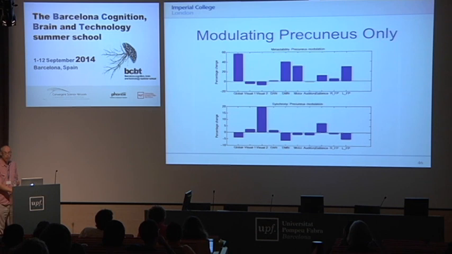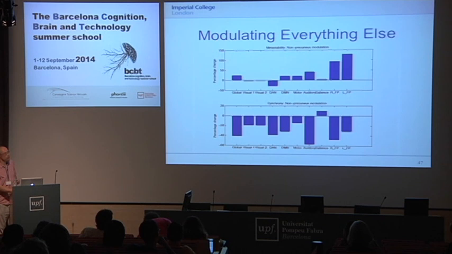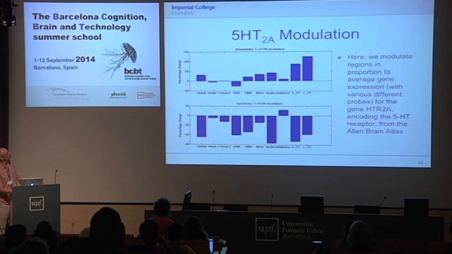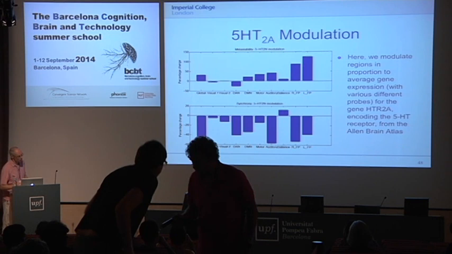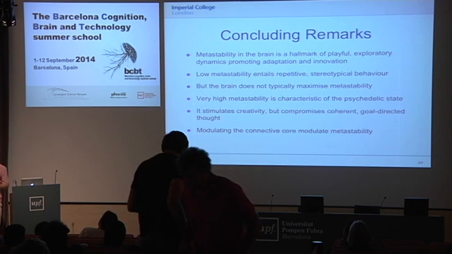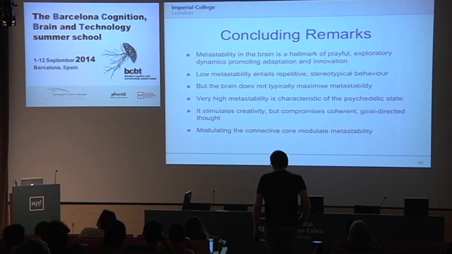Modulating just the precuneus has a pretty substantial effect, whereas modulating everything but the precuneus, everything else in the same way, has very little effect on this. So anyway, this is some preliminary work. You can also modulate exactly the regions according to the Allen Institute's map of these 5-HT2A receptors as well. Anyway, so we can qualitatively reproduce some of those results with psilocybin as well, using these Kuramoto models. So I think I should stop there.